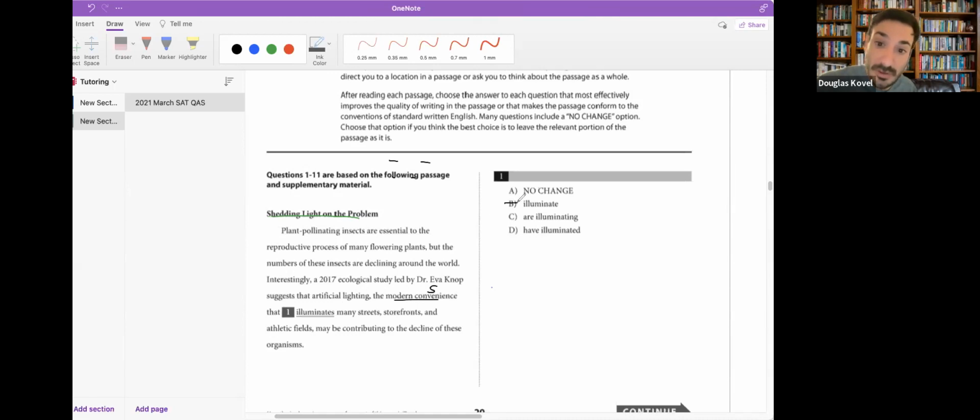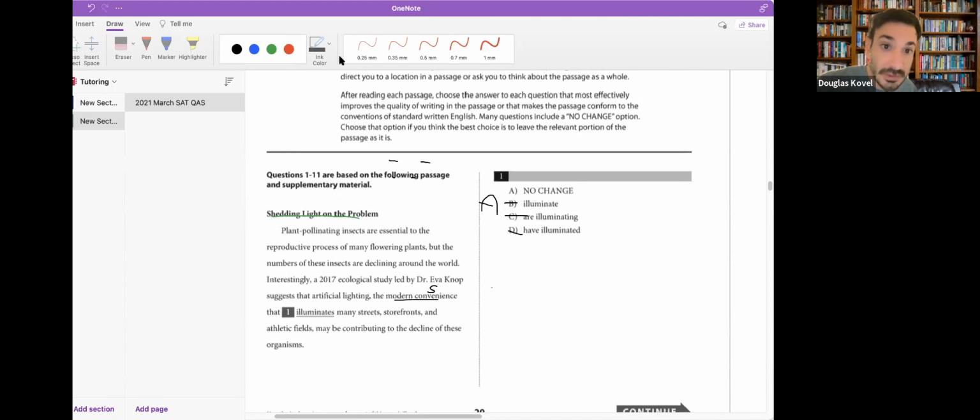So B would be wrong because that's plural. If I look at C, are illuminating, that's also plural. If I wanted to do the singular equivalent of this, which is the present progressive tense, I would have needed is illuminating. So C is out. And then D uses the present perfect tense, but that's also plural because have is plural. If I wanted the singular version of choice D, I would have needed has illuminated. So B, C, and D are all plural verb forms. So A has to be right by default.